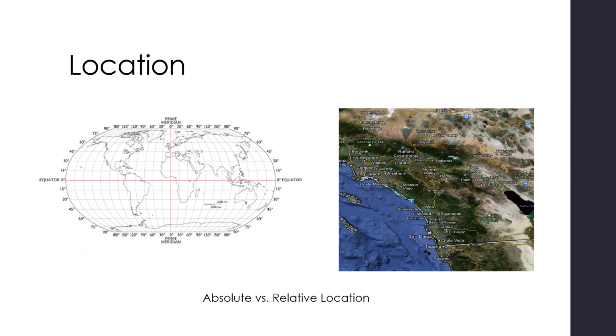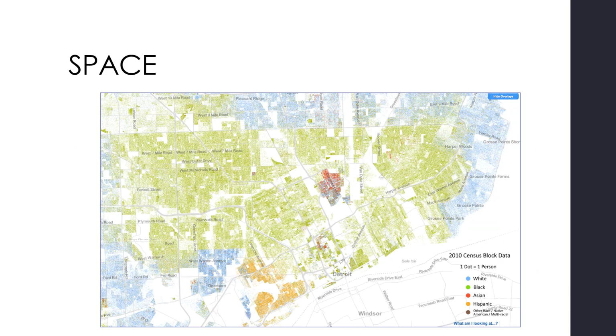There's absolute location, such as where you are. If you took a coordinate of longitude and latitude, I could give you your absolute location that pinpointed on the map. And then there's relative location. Where are you in relation to someone else, right? We are in Southern California, which is in relation to Northern California.